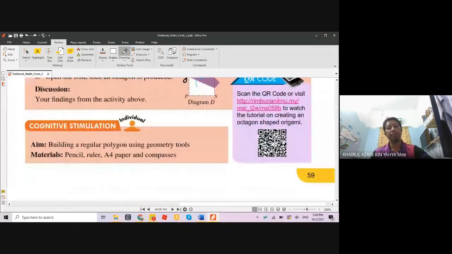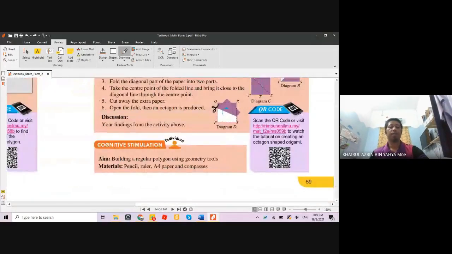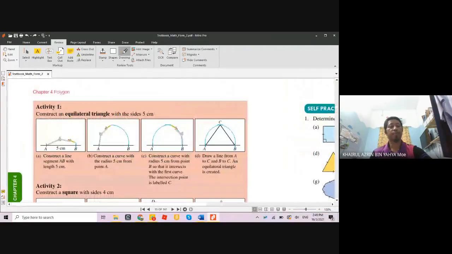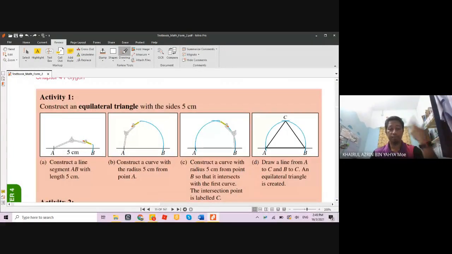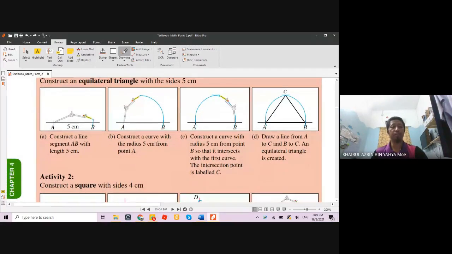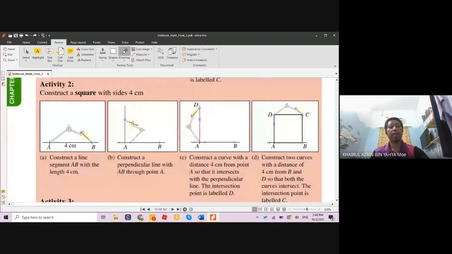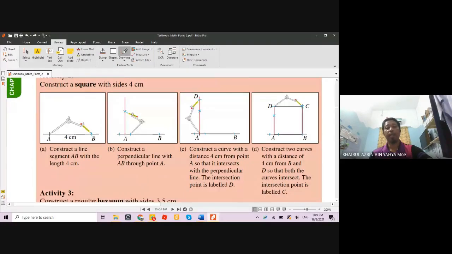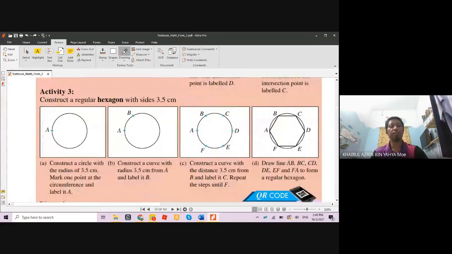So for today, I will show you video. Three shapes that we need to construct. Okay. So first is equilateral triangle. This is equilateral triangle, and this is the step to draw equilateral triangle. However, I will explain through the video. Okay, and then we'll draw a square, and then third, I will show you a video how to draw a regular hexagon. So 3 videos. Okay, so let me show you now.